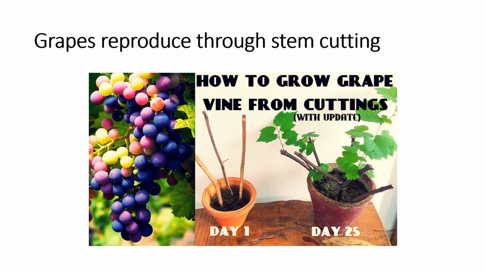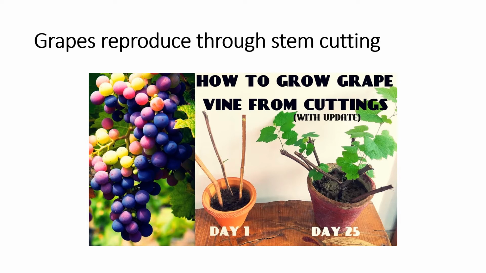Now, the grapes, they reproduce through stem cutting. Now, if you see in this diagram, there is a grapevine shown in the picture. Then there are pots, in which the farmer has taken 3 stem cuttings. He has put them in the soil.